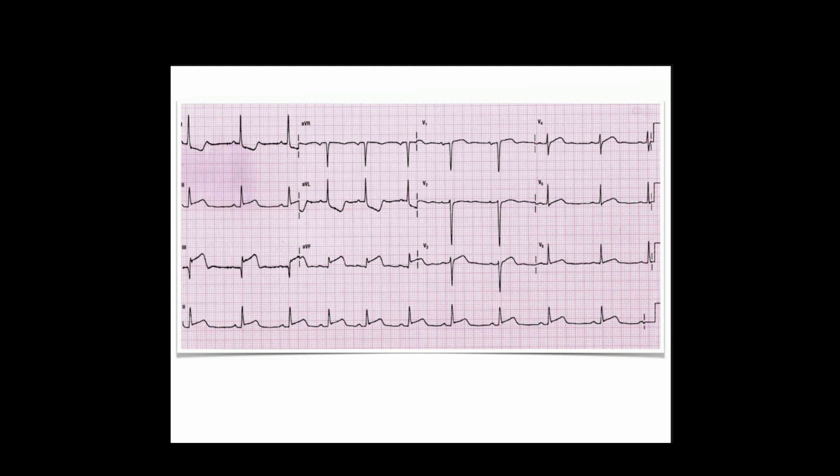So Grace, what do we have here? Where's the STEMI? Where are the reciprocal changes? You have a STEMI in the inferior leads, 2, 3, and AVF, and then you have depression in 1 and AVL. Correct. So it's an inferior STEMI with reciprocal changes.